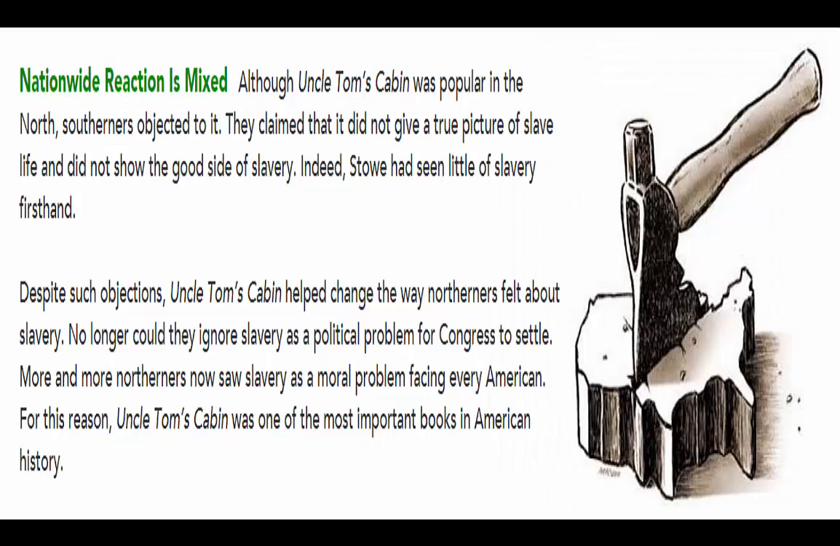Nationwide reaction is mixed. Although Uncle Tom's Cabin was popular in the North, Southerners objected to it. They claimed that it did not give a true picture of slave life and did not show the good side of slavery. Yeah, good side of slavery, whatever. Indeed, Stowe had seen little of slavery firsthand.